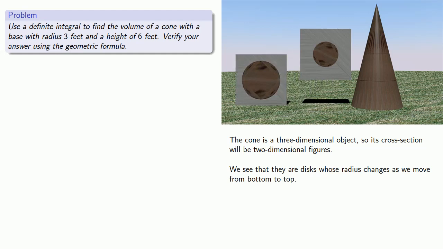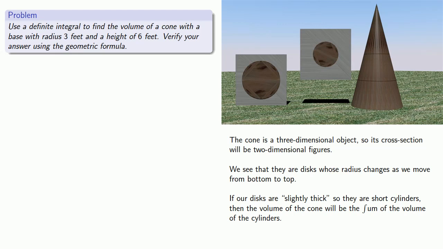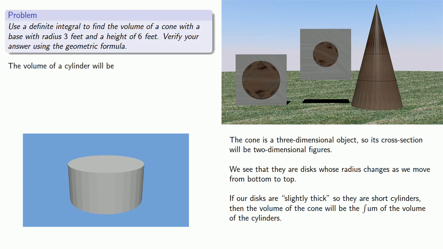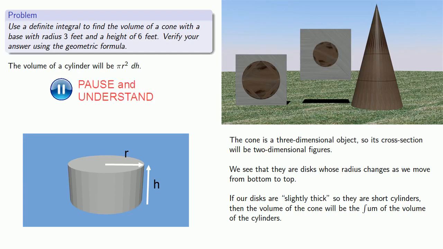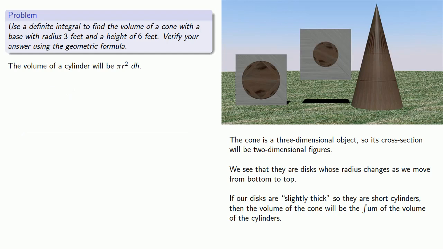Now, if we imagine our disks as slightly thick, so they are short cylinders, then the volume of the cone will be the sum of the volumes of the cylinders. So the volume of a cylinder will be pi times the radius squared times the height, where, for now at least, we'll leave our radius as r, and our height a tiny portion of the height, dh. So the volume of these cylinders will be pi r squared dh, and we'll sum these from the lowest height, h equals 0, to the highest height, h equals 6.